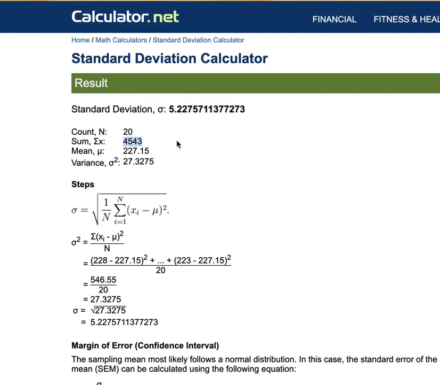This is the sum of those 20 numbers. This is the average or the mean of the 20 numbers. This is the variance, which is something that we don't have to deal with. And then the square root of the variance is the standard deviation. Standard deviation is what we're looking for here, and it's what's important in this section. And we can use this calculator to find out what the standard deviation is. And this one works just fine.